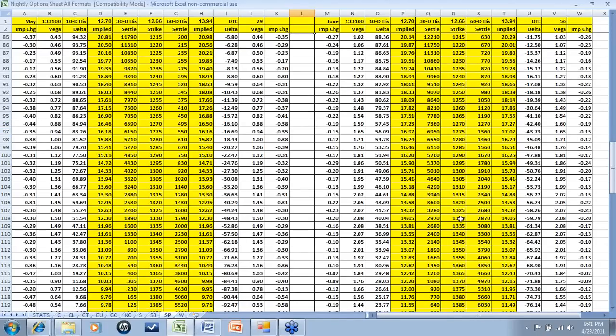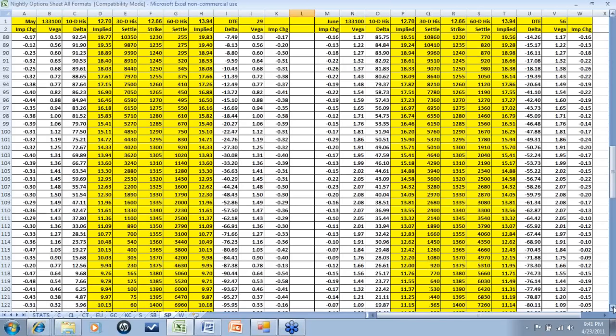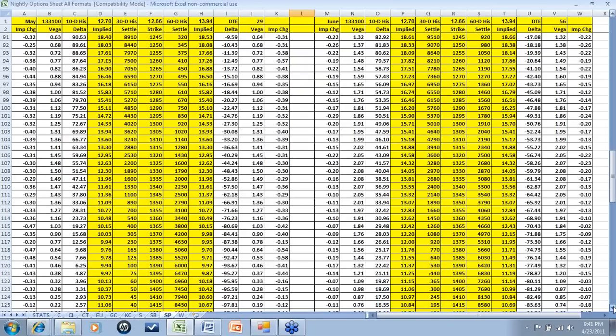Okay, S&P in the June settled at 1331. So if we move that to the middle, it gives you an idea of how the skew is. June settled at 1331, 10-day historical, 30-day historical, 60-day historical. It's 56 days till expiration.